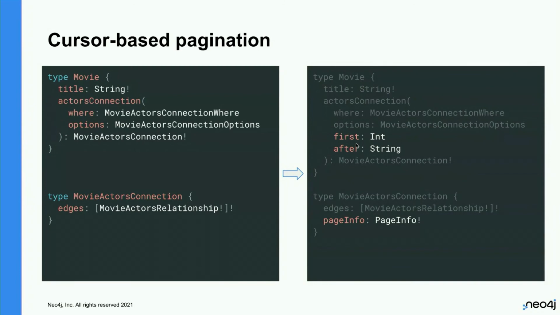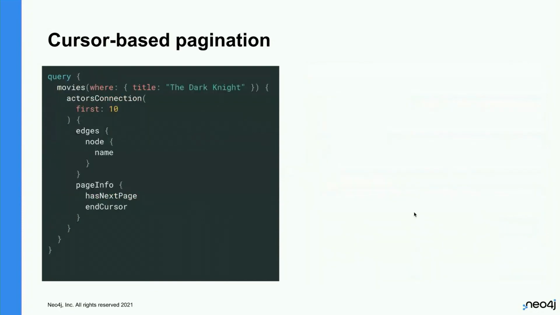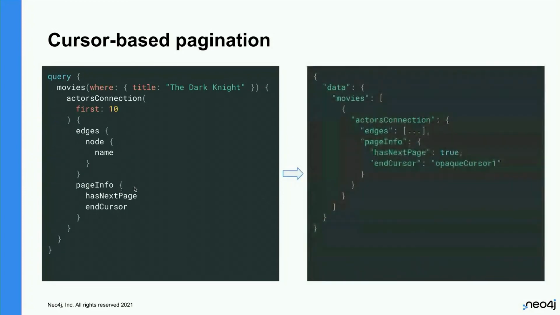We'd add in a couple of pagination arguments in first and after, and then a page info object, which describes if there's any pages left for you to go through. So a query for this might look like, let's say, I'm going to get the movies where the title is The Dark Knight. Then I want to get the first 10 actors. So I'd execute that. What I'm going to get back is the edges, which are going to be those actors' details, but then I'm going to get this page info object, which has a has next page and also an end cursor.